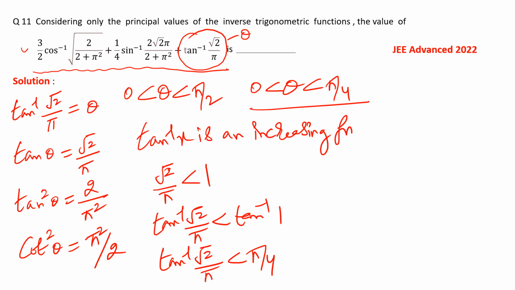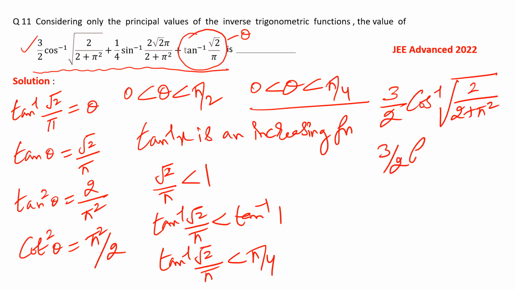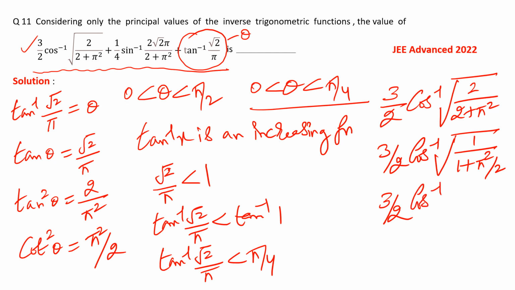Now we move to the first term. First term is 3 upon 2 into cos inverse square root of 2 upon 2 plus pi square. Fine. Now students, to solve this, inside the square root sign, I divide up and down by 2. So I'll be getting 1 upon 1 plus pi square upon 2. Now what was pi square upon 2? It was cot square theta. So that means this becomes cos inverse square root of 1 upon 1 plus cot square theta, which means 1 upon cosecant square theta, which means sine square theta. That is cos inverse square root of sine square theta.